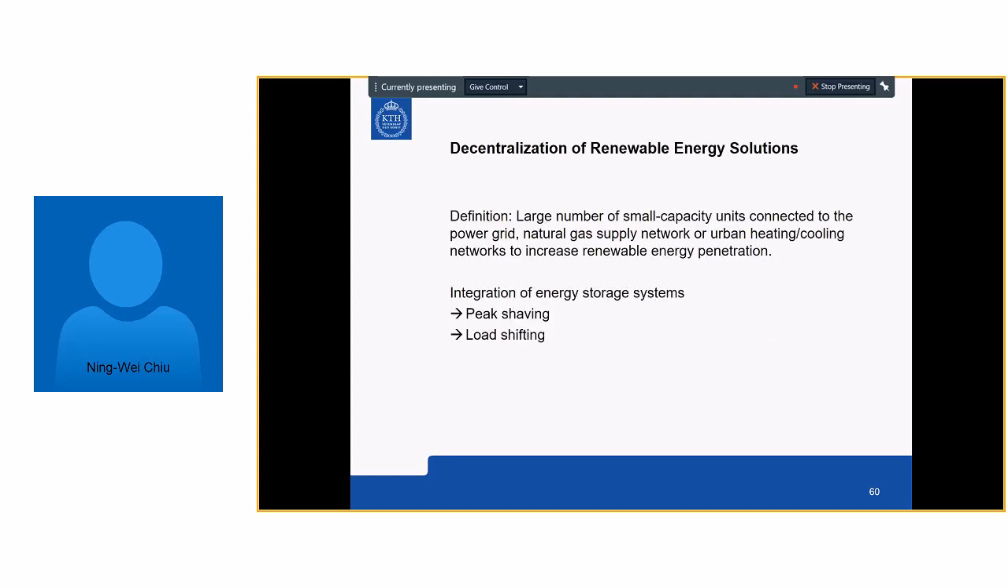I see that my time is running out, but I don't think I have so many slides left, so I will go through them still, and if you're interested, you can come back to the slides afterwards. But always keep in mind to have some critical thinking. To decentralize, as we talked about earlier, we need to have energy storage. Peak shaving and load shifting are some of the things that we can achieve with energy storage, so it is very important.